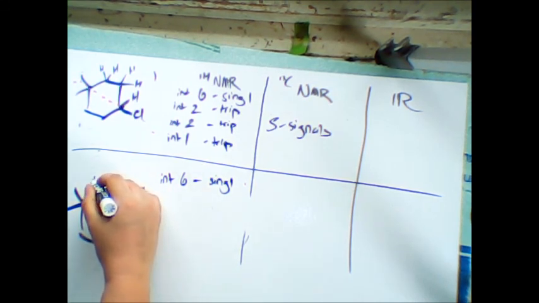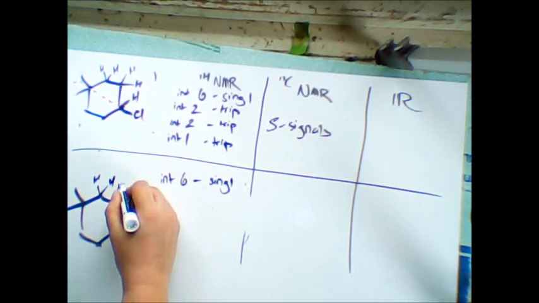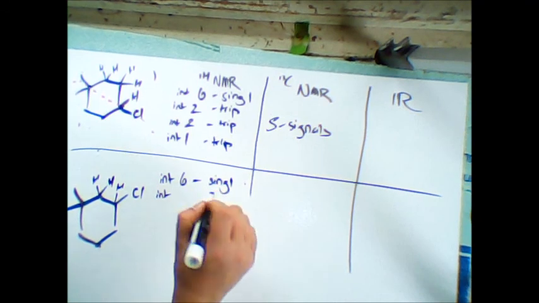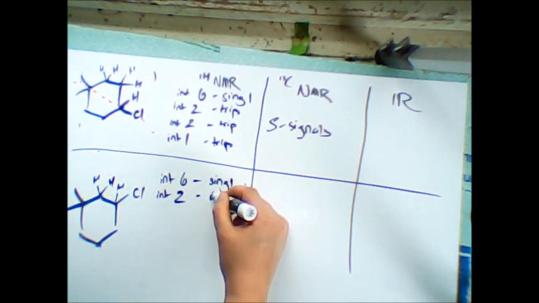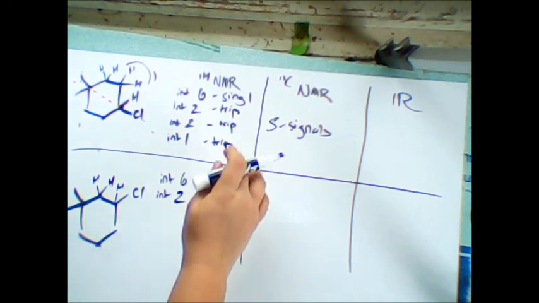Got 2 hydrogens here, and they are talking to 1 hydrogen. So integration of 2, that is going to be a doublet. Oh, sorry, I've forgotten. These guys up here are not going to be a triplet. They are going to be a doublet of a triplet, or if you want, a quartet. That's my bad.